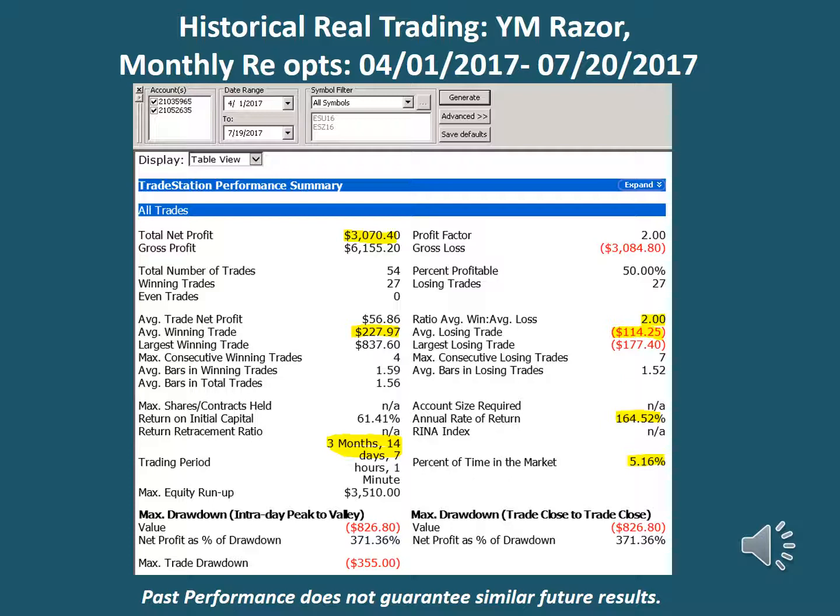This annual rate of return based on a $5,000 account is 164% annualized. The drawdown here is 826. If you take 826 into 3,000, it goes 3.71 times. Those are pretty good numbers. So anyway, that is where we are since April the 1st through today, July the 20th.